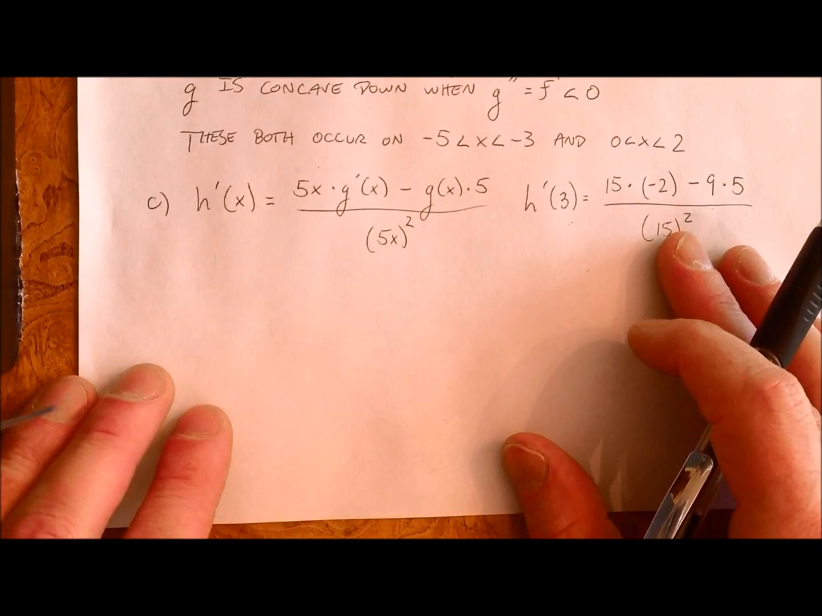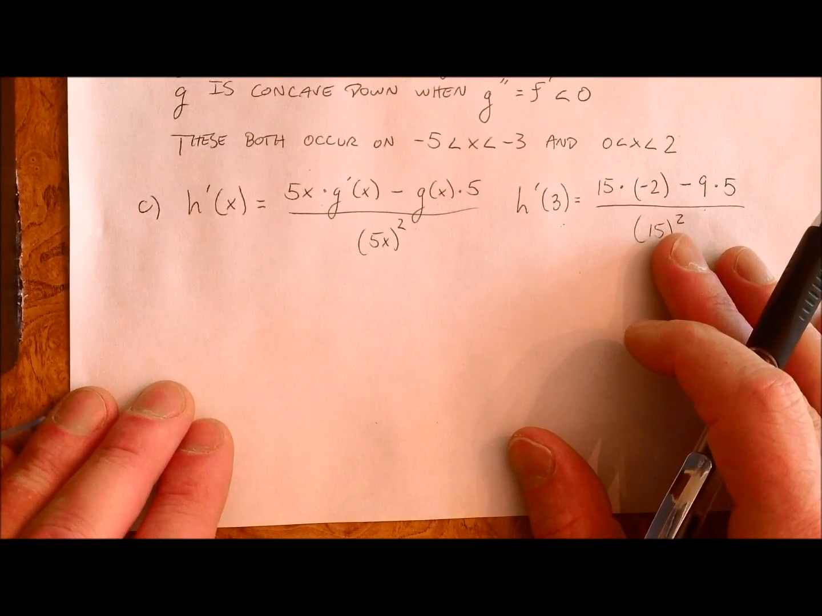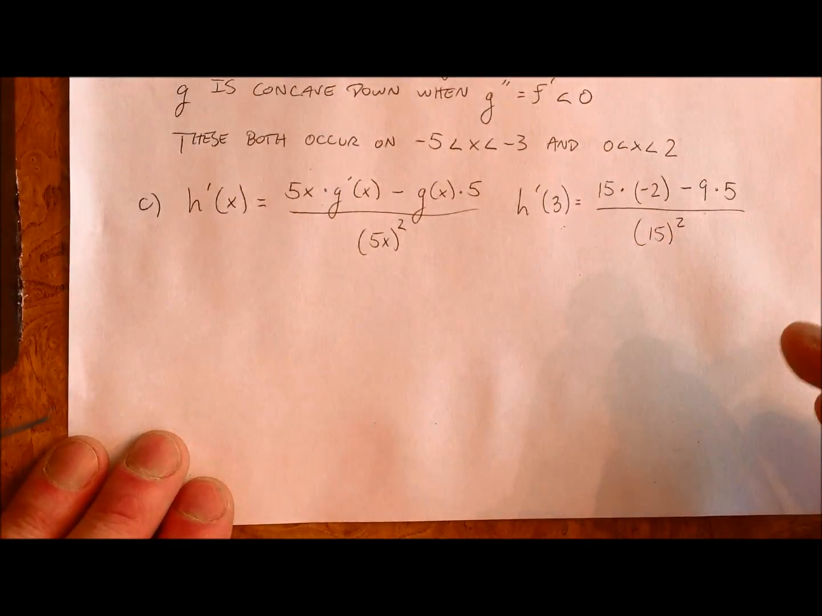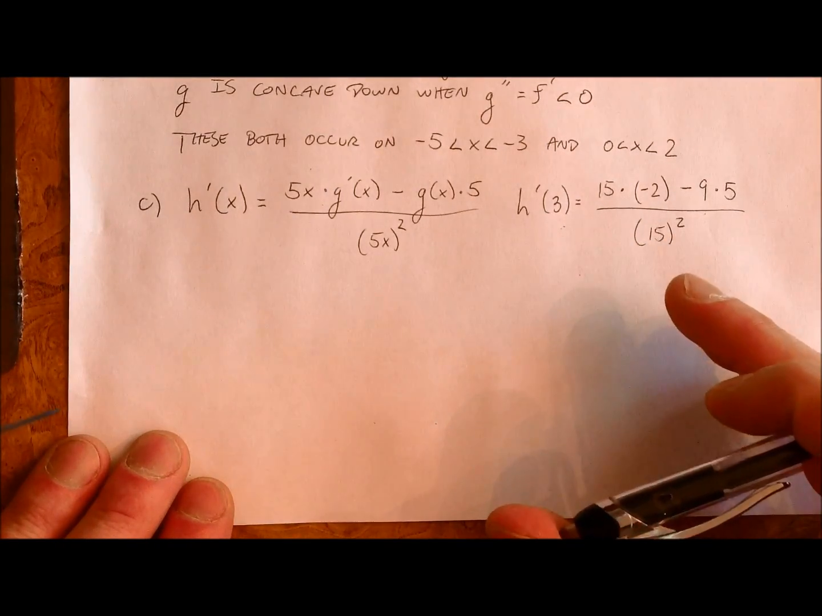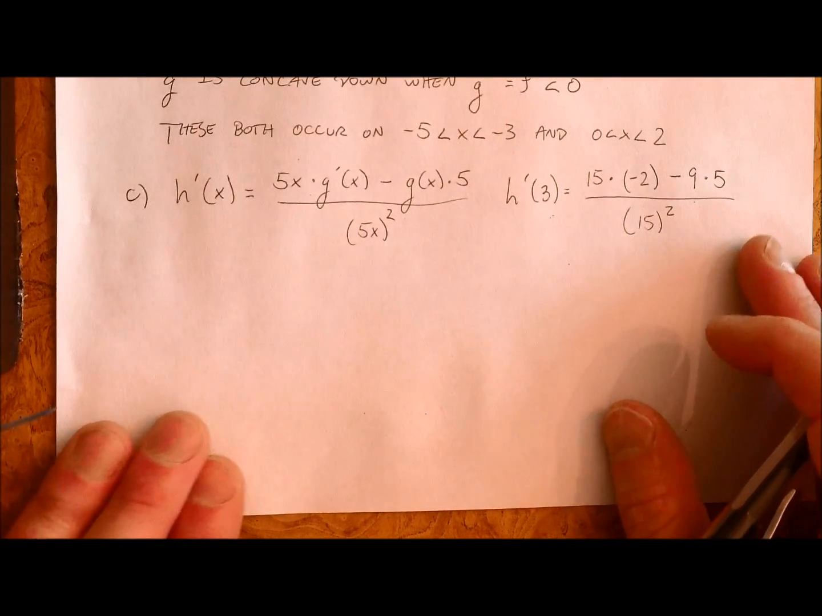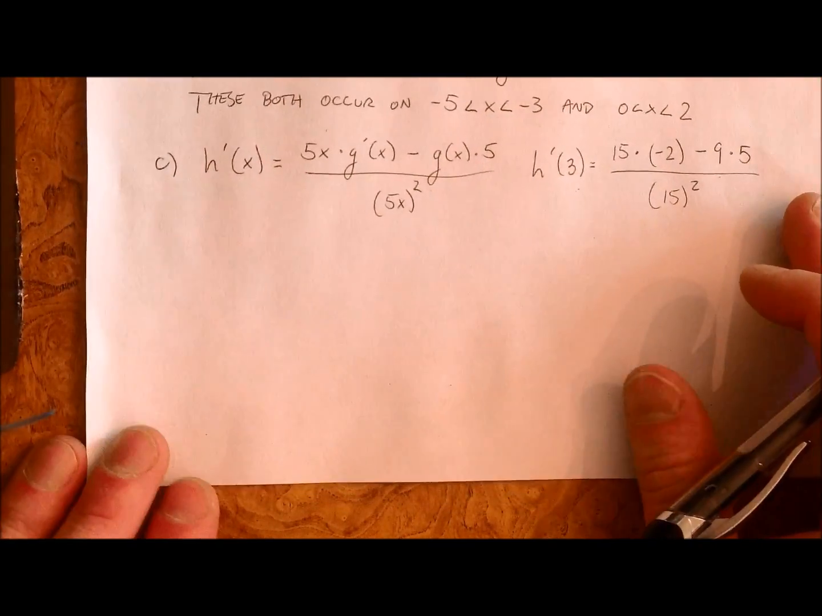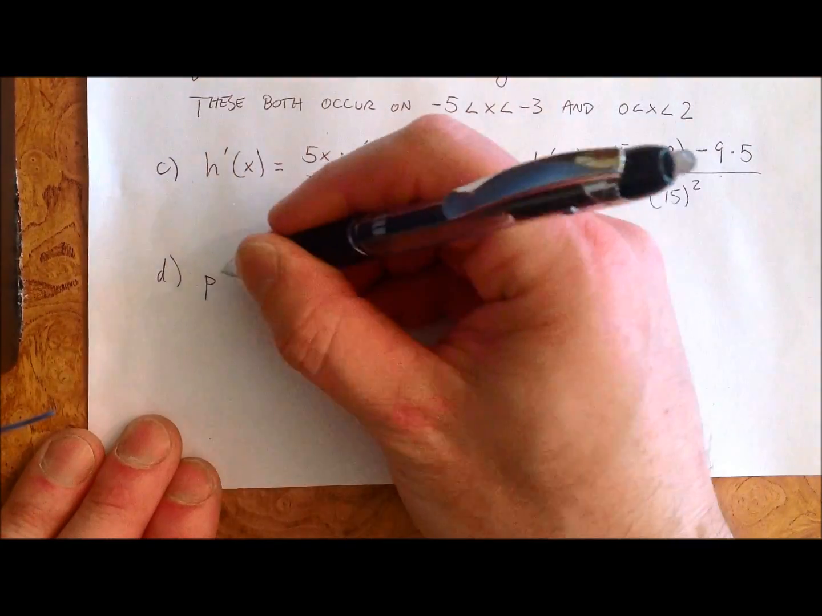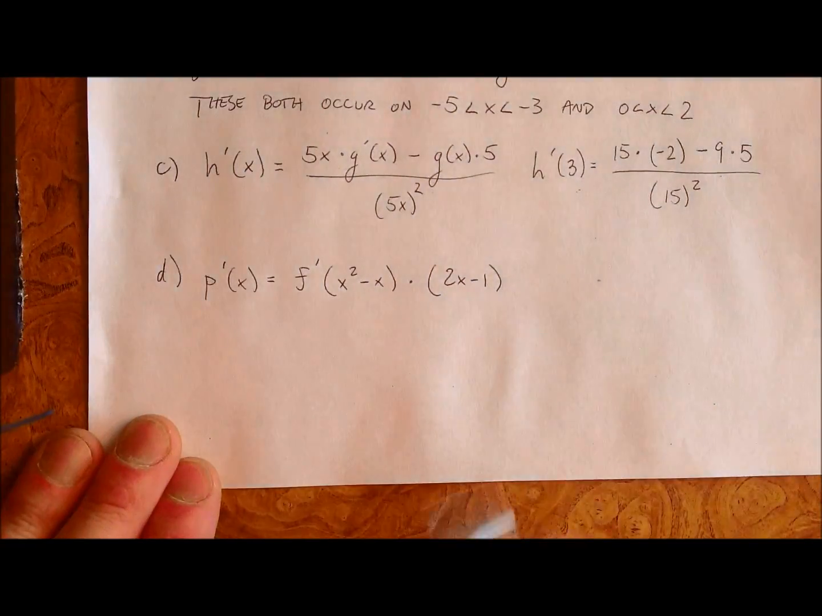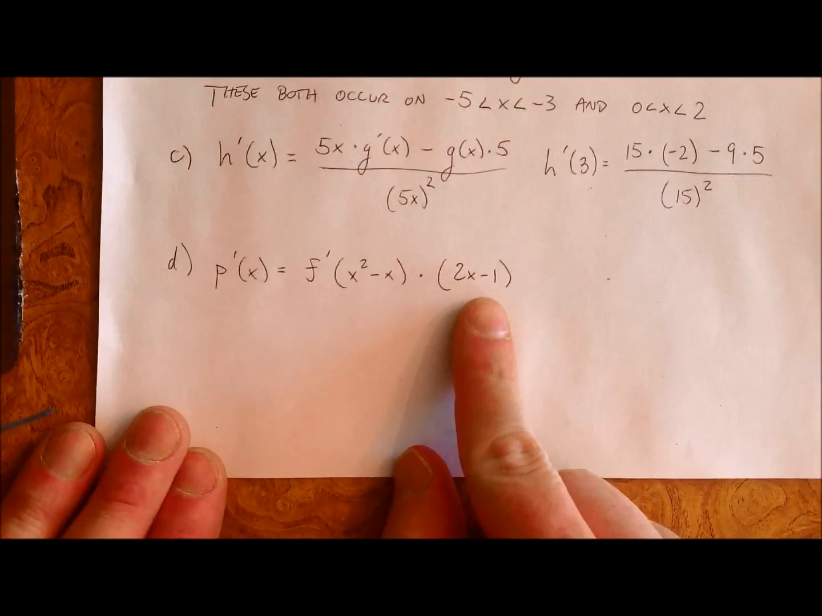For part D, it says the function p is defined by p equals f of x squared minus x. Find the slope of the line tangent to the graph of p at the point where x equals -1. So what I'm going to do is find the derivative of p and then plug in -1. Chain rule.